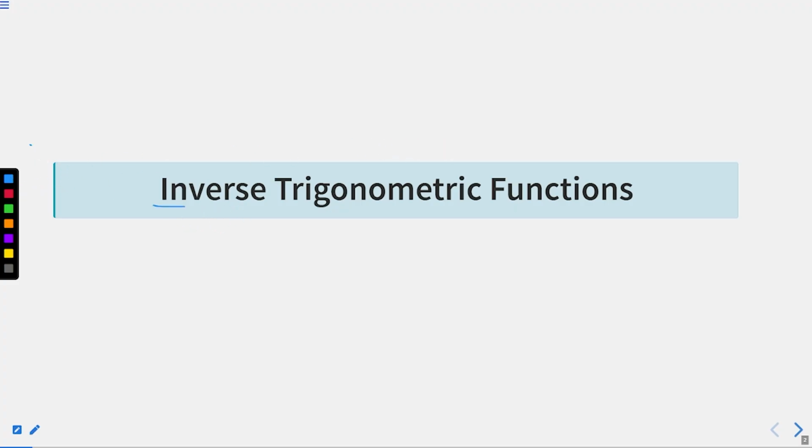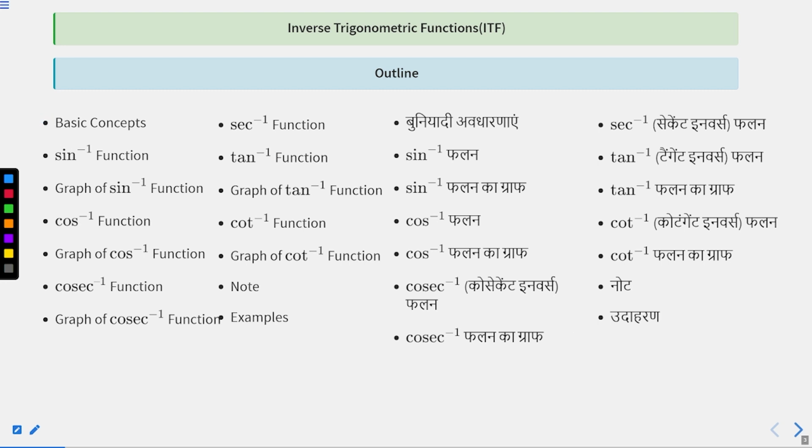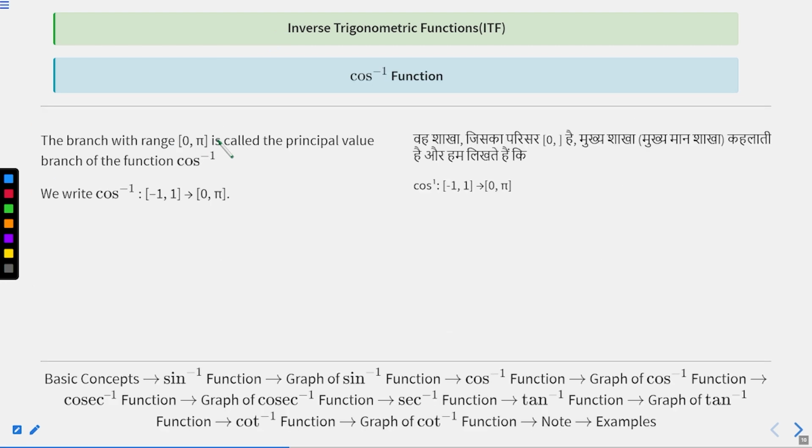Today we will be continuing our discussion on the topic of trigonometric functions. In the previous lecture, I discussed the basic concepts. In order to know about ITF, we need some idea about these basic concepts. Then we discussed the sine inverse function and the graph of the sine inverse function. Now in today's lecture we will be seeing the cos inverse function and its graph, and the cosec inverse function and its graph. If time permits, we will be covering other topics also. Okay, so let's see the cos inverse function.